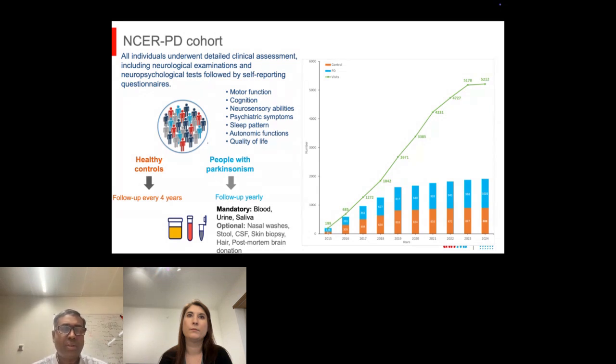Along with the detailed questionnaires, we also collect some biomaterial. Blood, urine, and saliva are mandatory, and we also have optional ones like nasal washes, stool samples, CSF, skin biopsy, hair, postmortem brain donation, and so on. This cohort has been running for the last 10 years, and so far we have roughly more than 5,000 total visits, and you can see how the cohort has evolved over time. So it is a very rich cohort.